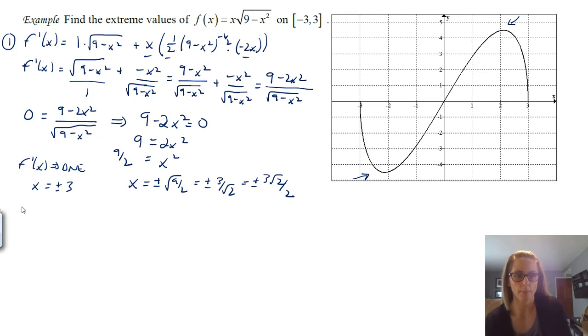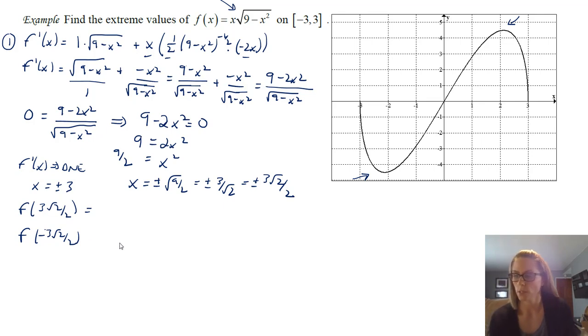So let me find f of 3 root 2 over 2. Understand this is going to go back into your original function. You're finding the y value, and the y value is from the original function, not from the derivative. The derivative is telling you the slope. So you would need to find both of these values, negative 3 root 2 over 2 as well. So you can plug them in and do the work on them.